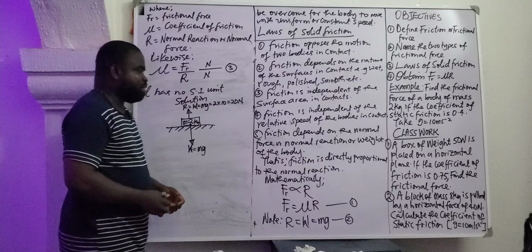Number 5, friction depends on the normal force, or normal reaction, or weight of the body. Weight of the moving body. Now, this point will lead us to the calculation, that formula that we have.